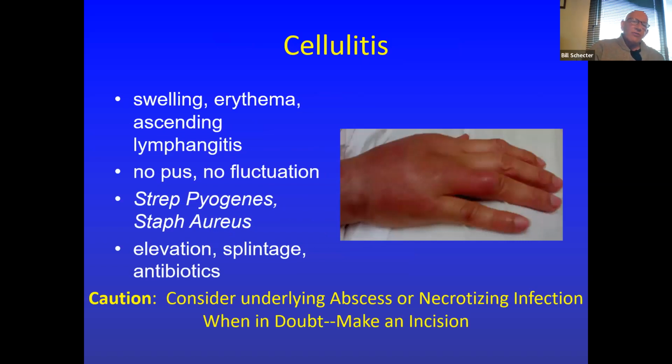Okay, so cellulitis, you guys know all about cellulitis: the swelling, erythema, ascending lymphangitis. You know, ascending lymphangitis in the old days before antibiotics had an extremely high mortality rate. If you had that red streak, a hand like that and a red streak going up the arm towards the axilla, in the days before antibiotics, that patient had a good chance of dying.